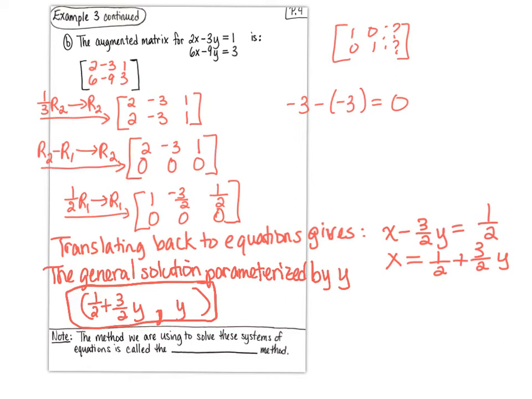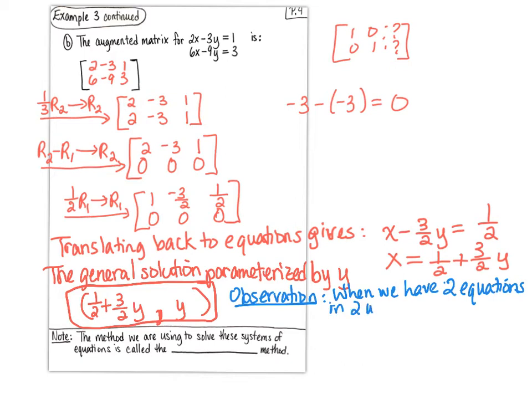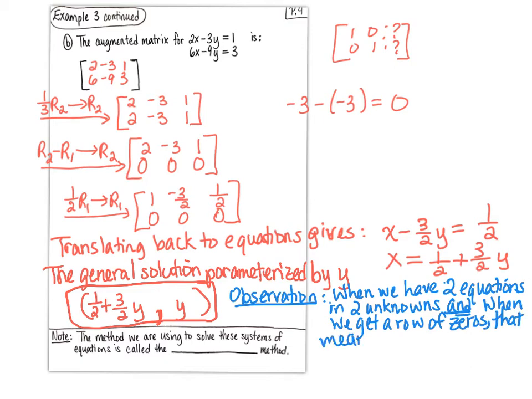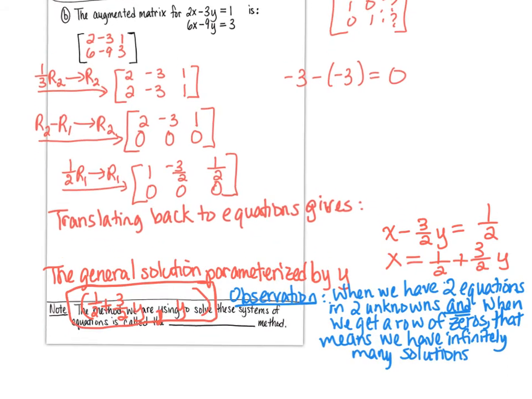Okay, so an observation here. When we have two equations in two unknowns, and when we get a row of zeros, that means we have infinitely many solutions. Okay, so that's an observation from this problem.